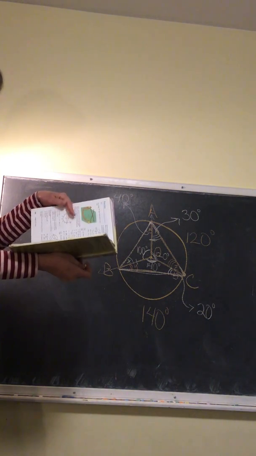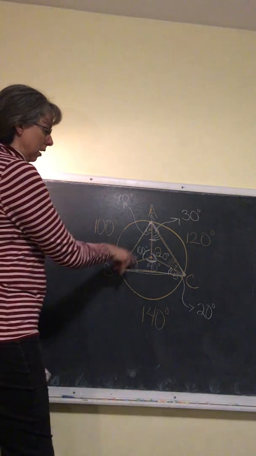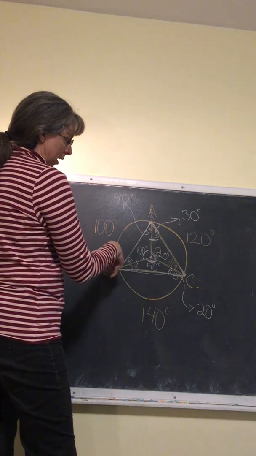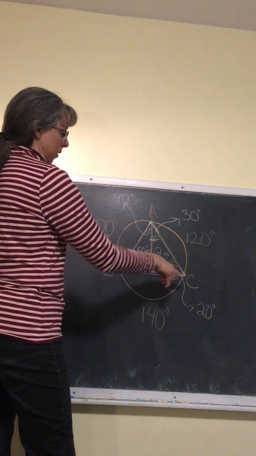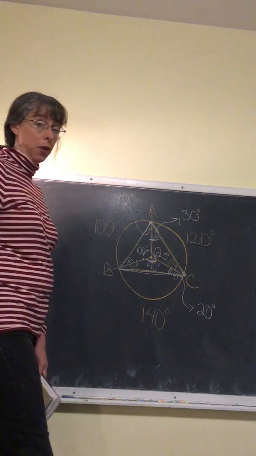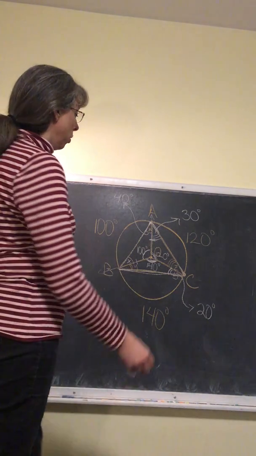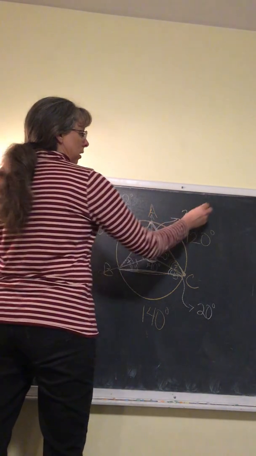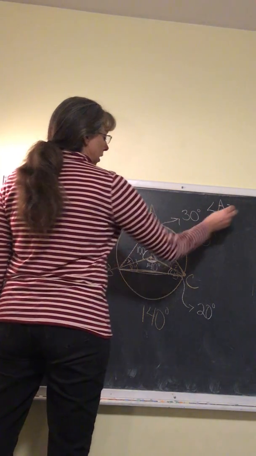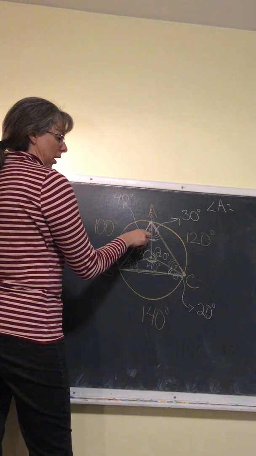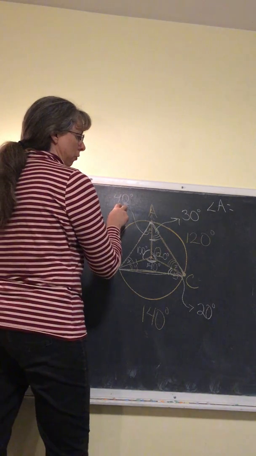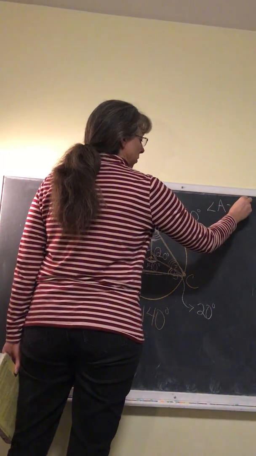Use X, Y, and Z to find the measures of angle ABC, BCA, CAB. Okay, those big angles. So, angle A then, angle A equals X plus Z, 40 plus 30.